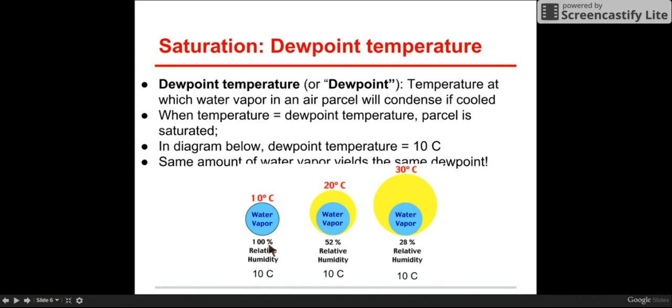So the chart below depicts a dew point of 10 degrees Celsius in each of these three cases. Note that although the temperature changes, the amount of water vapor doesn't change. Hence, the dew point remains at 10 degrees Celsius in all these instances. In other words, if you cooled any of these parcels of air to 10 degrees Celsius, water would start to condense.